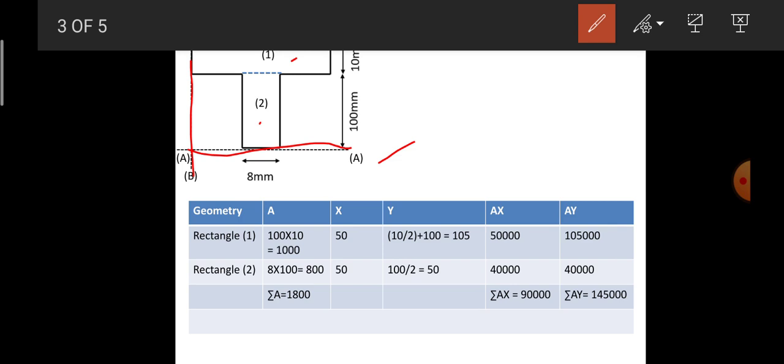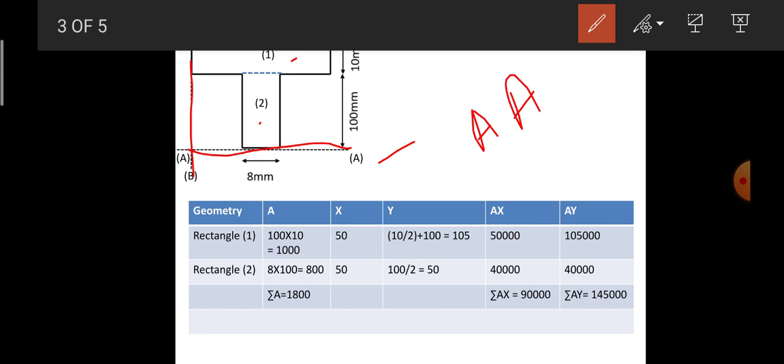I just repeated, AA represents the horizontal axis of reference in order to determine the vertical distance of the centroid of the individual rectangular sections. Again, BB represents the vertical axis of reference in order to determine the horizontal dimension of the centroid with reference to the centroid of the individual rectangular sections.